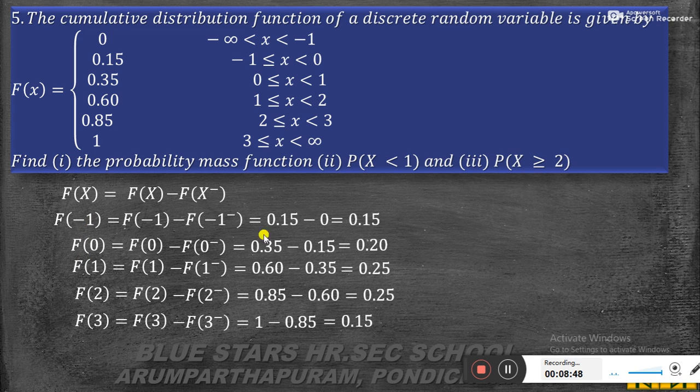Therefore f of minus 1 equals 0.15, f of 0 equals 0.20, f of 1 equals 0.25, f of 2 equals 0.25, f of 3 equals 0.15. This is the answer for the probability mass function.